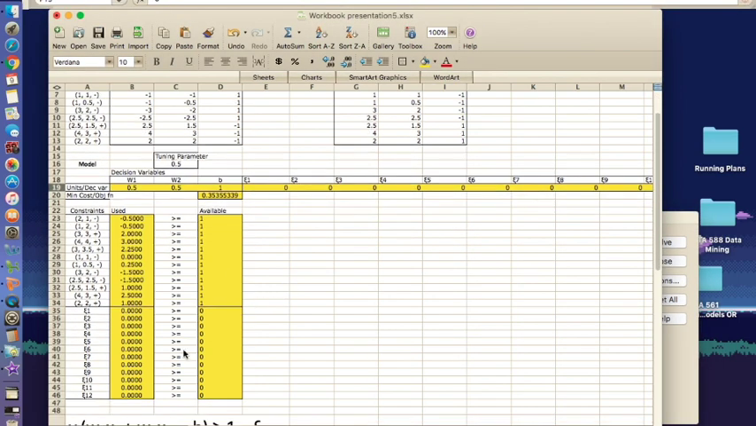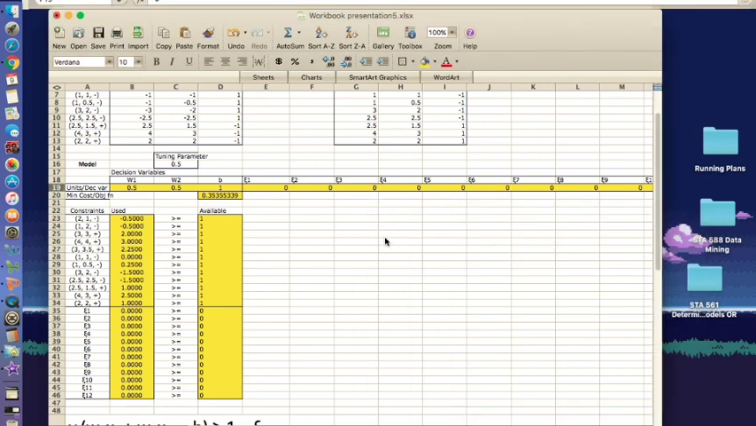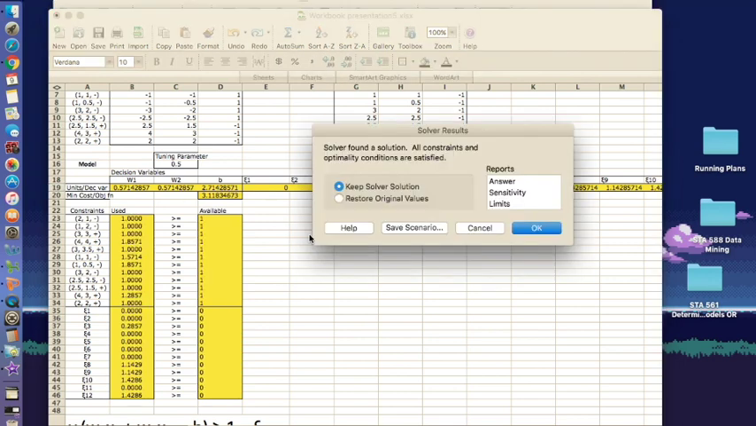Subject to the constraints, we have all greater than or equal to constraints, so we just need one thing here, covering B23 through B46 greater than or equal to D23 through D46. And then let's try to solve it. So Excel's going through iterations. Hopefully moving towards an optimal solution. Okay. All constraints and optimality conditions are satisfied.